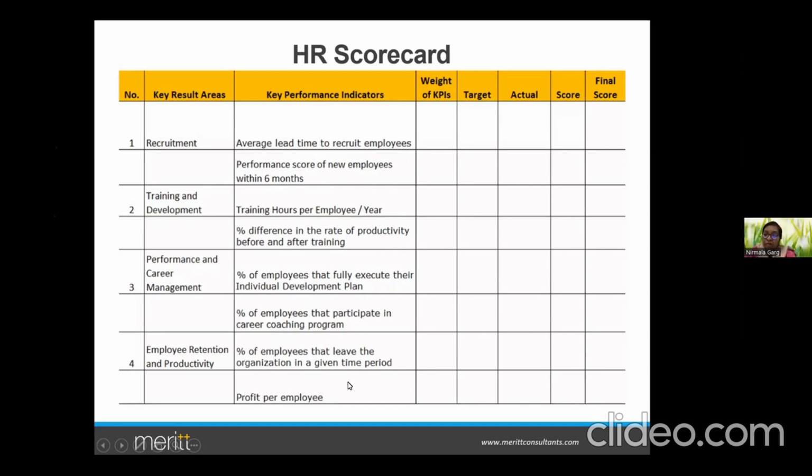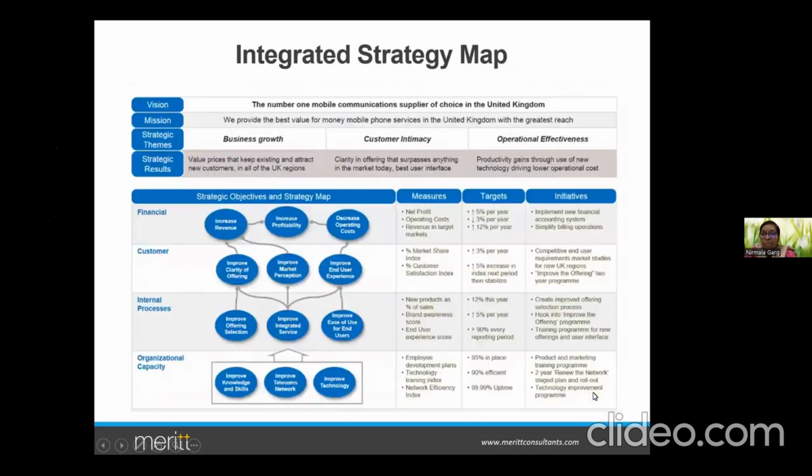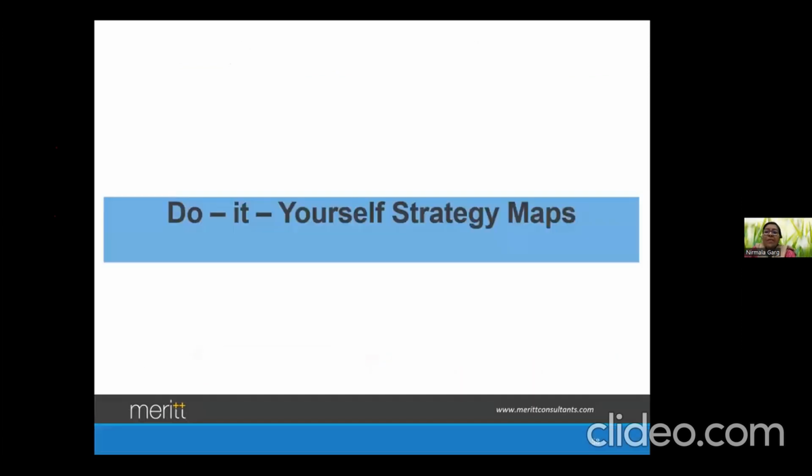So typically when you have a form like this, I think I sent this as well. You can have a target. Then you find out how much is the actual. Then you can score it and give a final score.